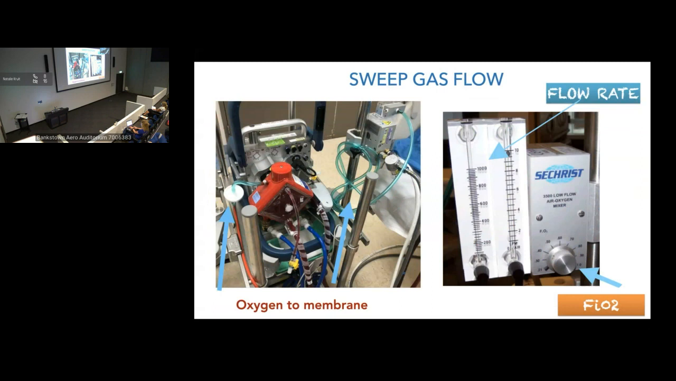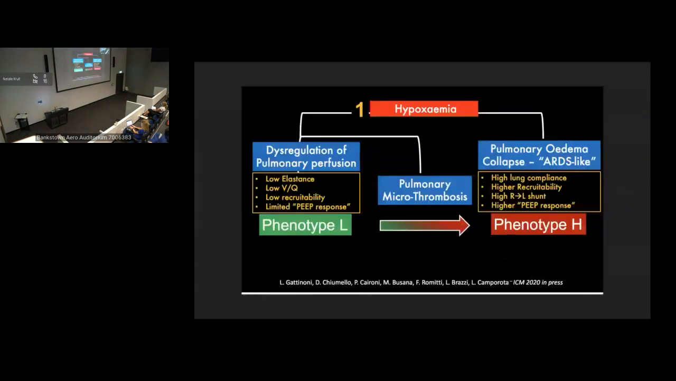So if you want to remove CO2 fast from the patient's blood, you increase the flow rate. It's as easy as that. So crudely, very crudely, oxygenation is determined by the circuit flow, and CO2 removal is determined by your flow rate, otherwise known as your sweep gas flow.